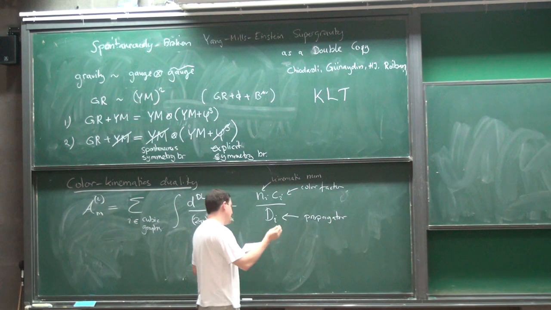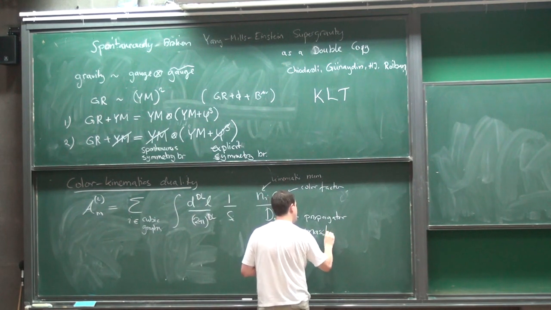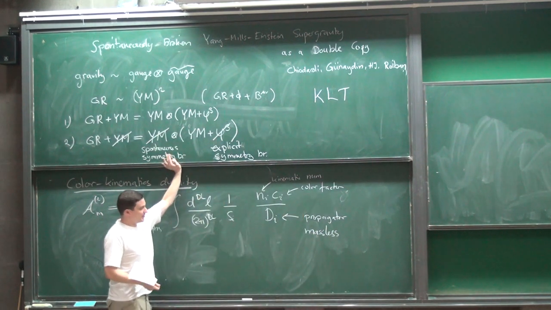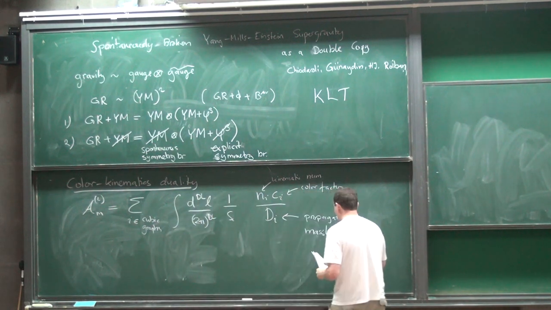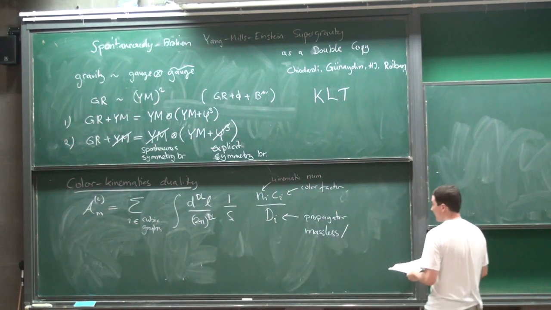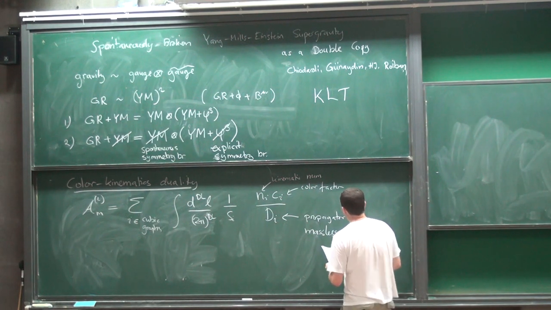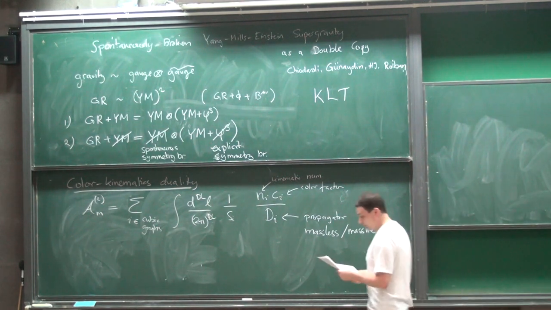Today I'm going to take it to be either massless or massive. Certainly many more theories which are massless are known to have this property called color-kinematics duality, but there are a certain number of theories which have massive propagators now. In particular, what I'm going to talk about today, spontaneous symmetry breaking, is of course going to have massive propagators.